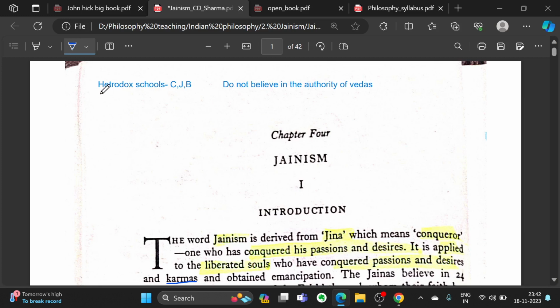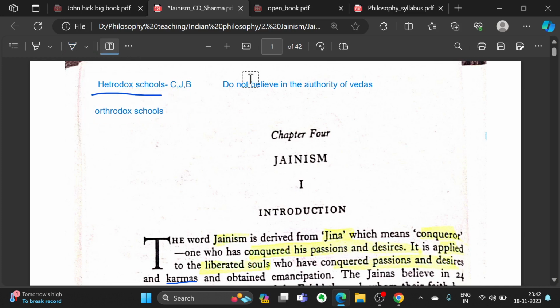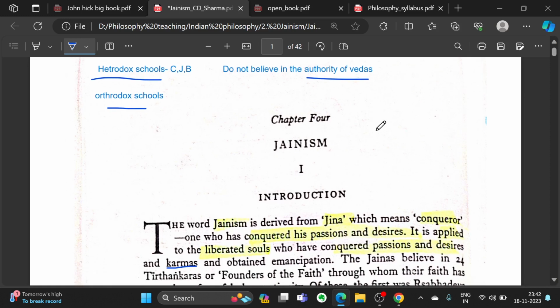So we had seen that there are two kinds of classification of Indian schools of philosophy. One was heterodox schools and the other was orthodox schools. The heterodox schools do not believe in the authority of Vedas, whereas the orthodox schools believe in the authority of Vedas. In the heterodox schools, there are three different kinds of schools: Charvaka, Jainism, and Buddhism. So, as you see, Jainism is a heterodox school and hence they will not believe in the authority of Vedas.